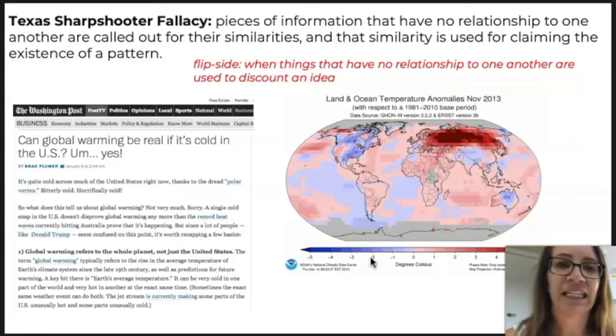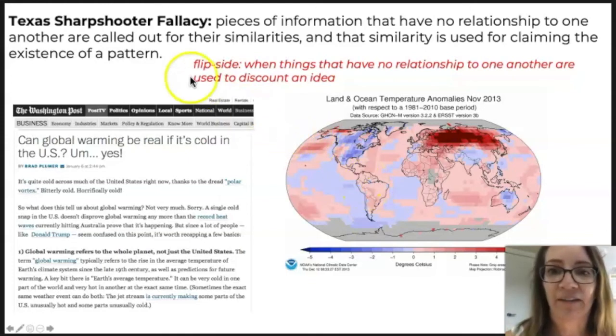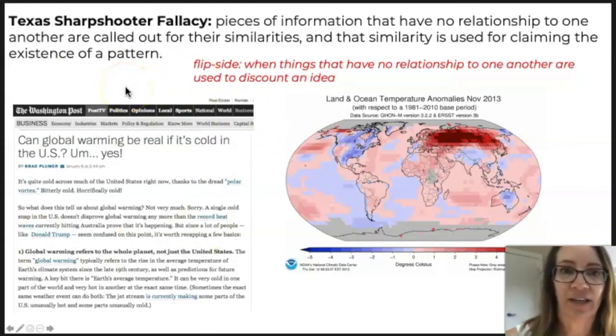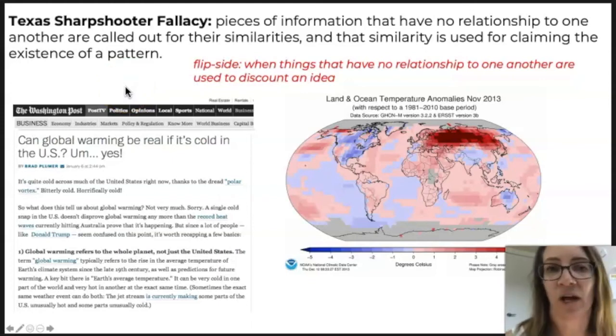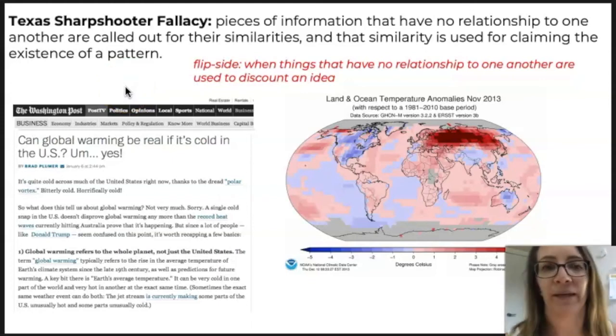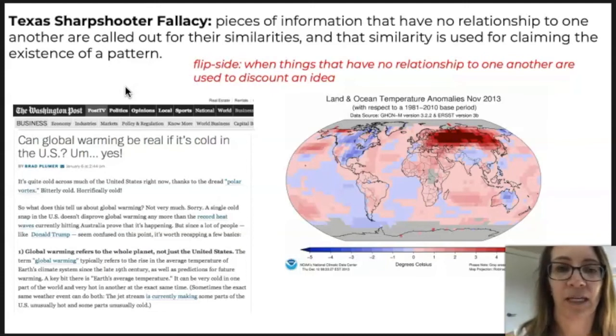And they're using that lack of correlation to discount the entire idea of global warming, when in actuality, a lot of studies have been published showing that when you have a warming climate, you actually can have a lot more quote unquote freak events, extreme events. And we'll talk about that when we get into the next module.